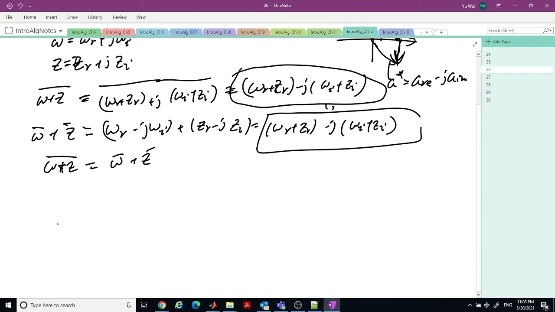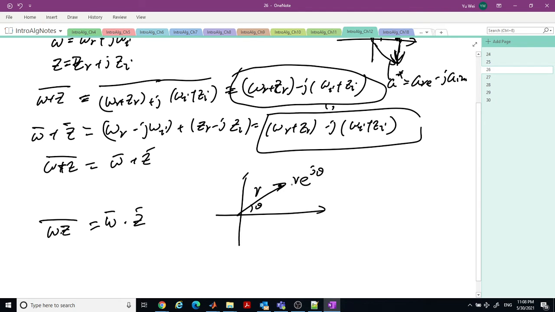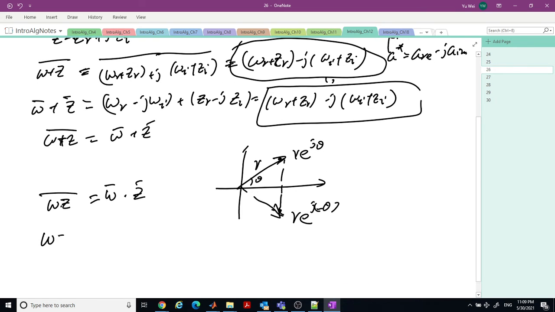So now also you can prove this, okay, the conjugate of w times z is equal to, okay, w conjugate times z conjugate. So if we use the polar coordinates to represent it, here is the r and the theta, right? So here is r e^(j theta). So conjugate means the sign goes to the negative, right? So it becomes r e^(j negative theta). Okay, so if we write w is equal to rw e^(j theta w), and z is equal to rz e^(j theta z), right?